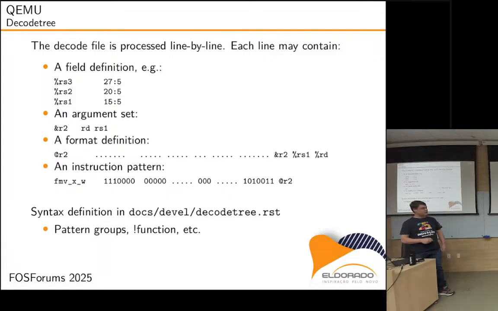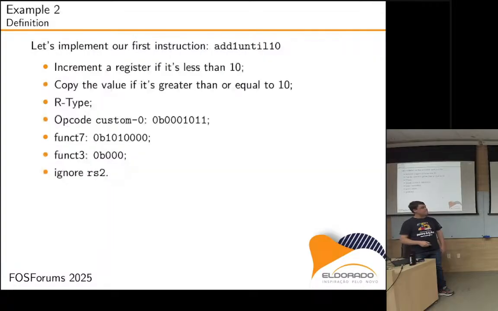And that's where the implementation of the instruction, the code that emits the intermediate representation, will be written. The syntax is a bit more complex. You have some transformations that you can do with the bits that you read from those fields. Here's the documentation if you want to read more. Let's learn it by doing.